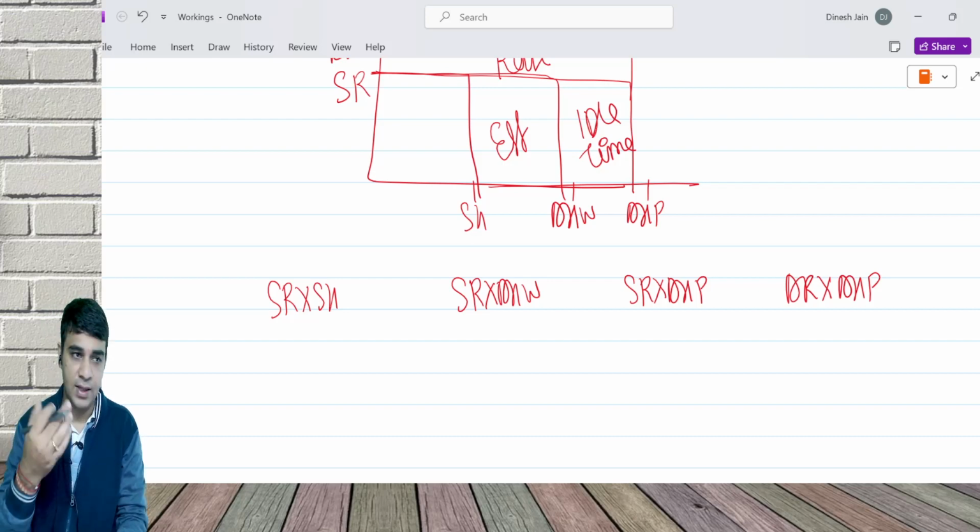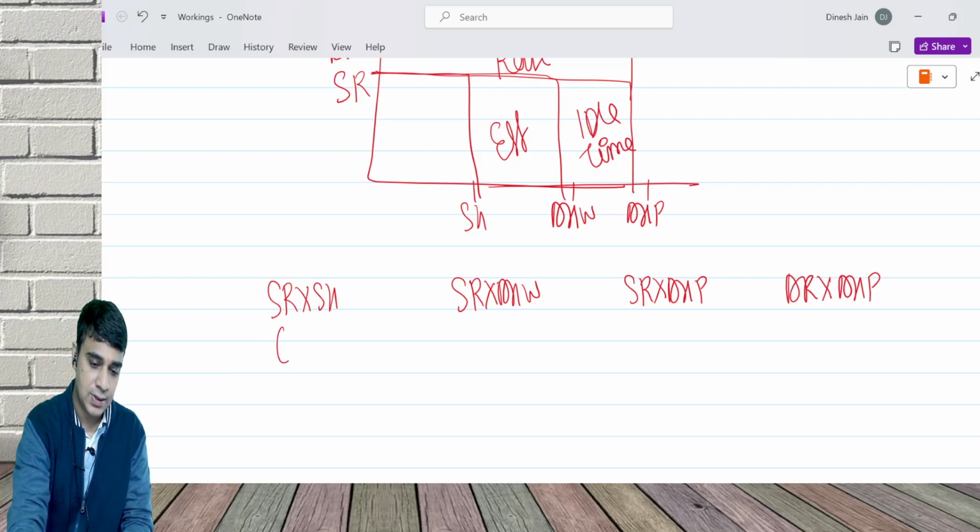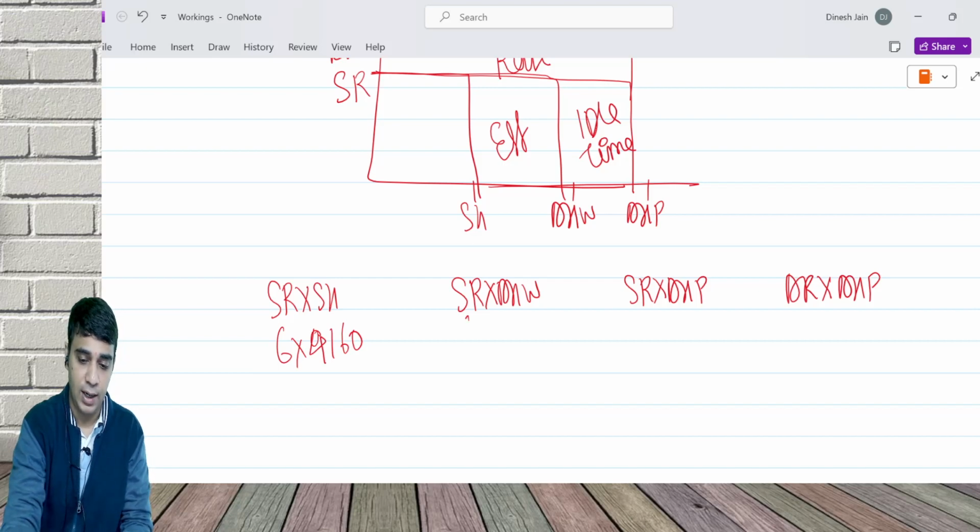Standard rate, everything I'm going to copy paste from the earlier one. 6 into 4160. AHW, AHP alone, I'll do some discussion.